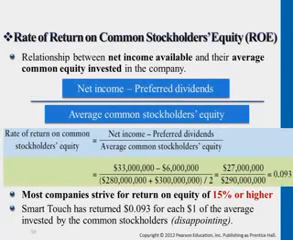Okay, so this is ROA. Then ROE, we have net income minus preferred dividends divided by average common stock equity.